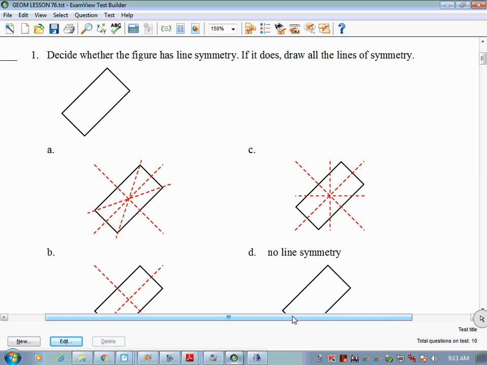We want to decide whether this figure has line symmetry. If it does, we want to pick the one that has all of the lines of symmetry. Again, it has to map onto itself. And you'll notice that this is a rectangle, okay? So let's see, just on this figure alone, can anybody come up here and draw a line of symmetry for me? Okay, all right, Austin's going to draw me at least one line.